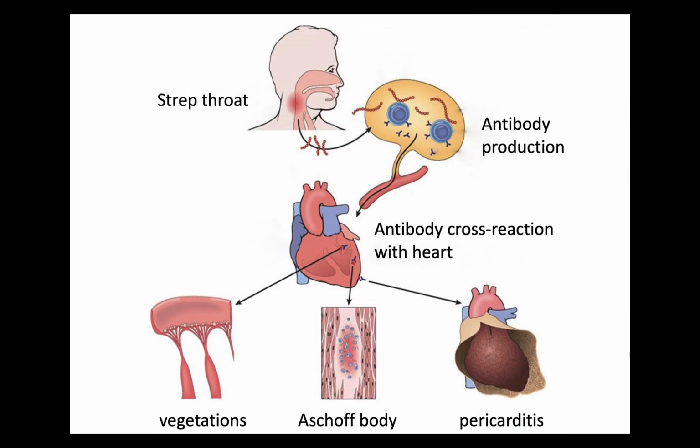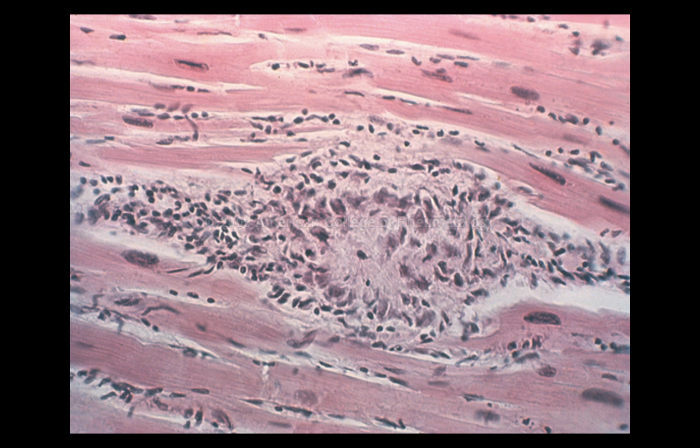So you see in this picture, the person has strep throat. Then they're going to start to produce antibodies that are going to cross-react with the heart. And you're going to have pericarditis, which is that inflammation and friction of the pericardial sac. It can also cause Aschoff bodies, which are these little nodules that can grow on the outside of the heart. And then it can cause endocarditis, and I'll show you what these vegetations are in just a couple of slides. This is a picture of the Aschoff body here that forms the nodule on the heart muscle.